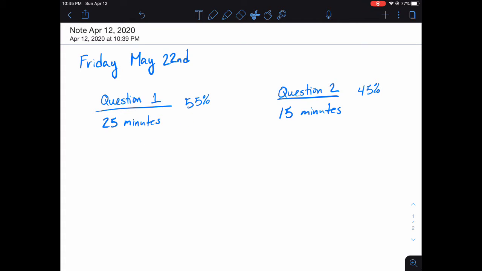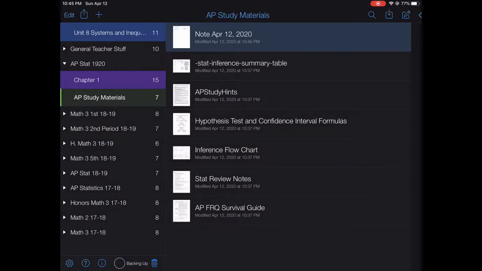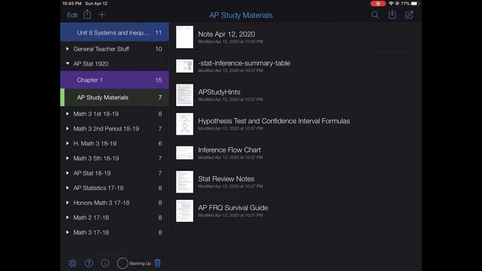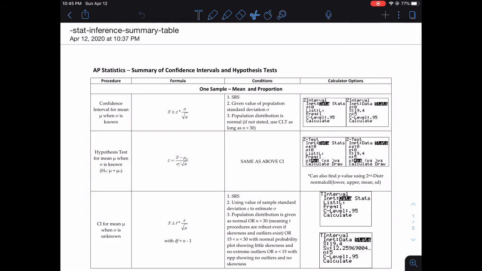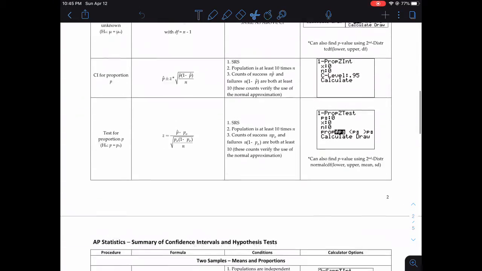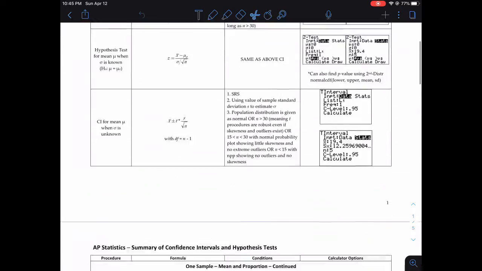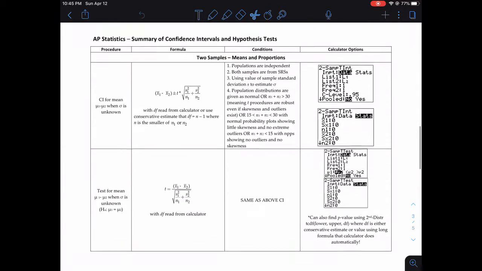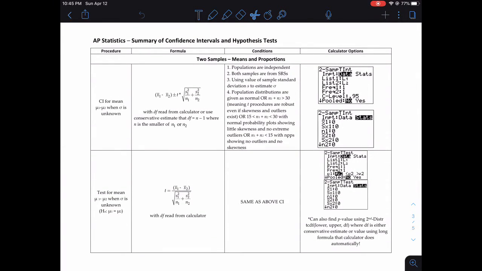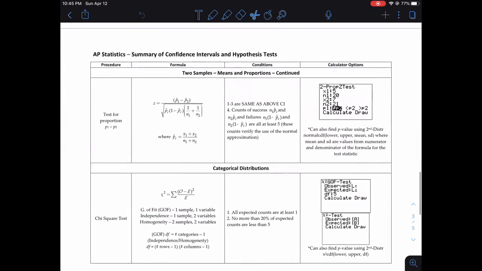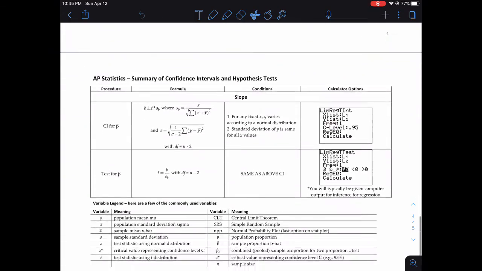So we're going to look through some things that I'm posting for you. So one thing that I would say is super helpful is the stat inference summary table. So this is really good. It's got a quick guide to all of the tests that we'll use. And so we won't be using... where is it?